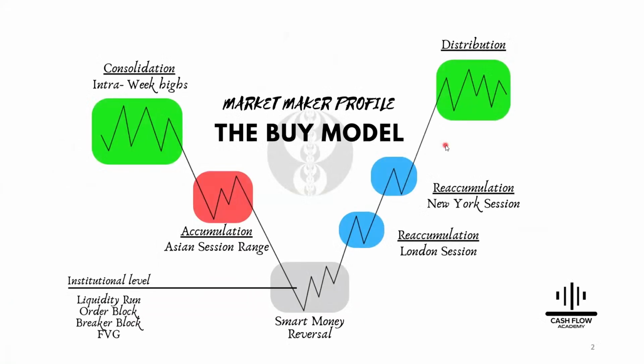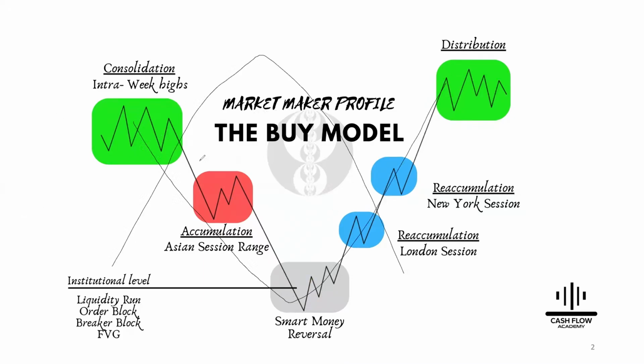Some of us may be familiar with the market maker model, and we have to understand that we have the buy model and the sell model. This diagram we see here represents just the buy model. The buy model is just price moving down to go up. Then for a sell model, it's price going up to go down.